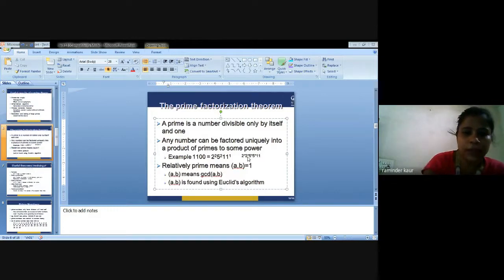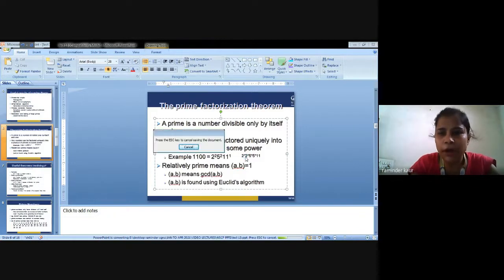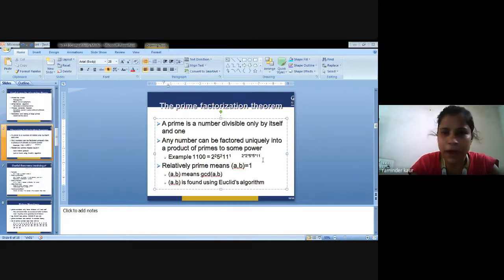So in the end, I am deducing the result as 2 raised to power 2, into 5 raised to power 2, into 11 raised to power 1. So yes, that is the correct answer. Any number can be factored uniquely into a product of primes to some power, like this one.